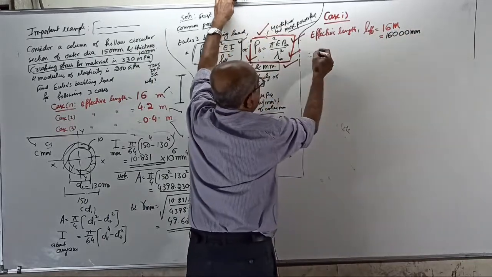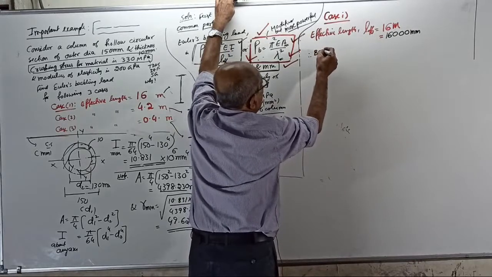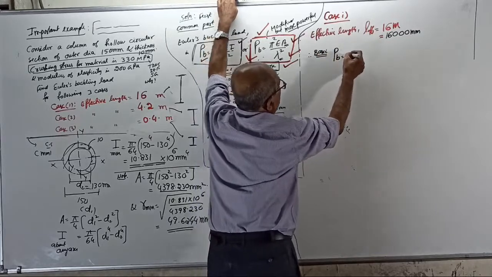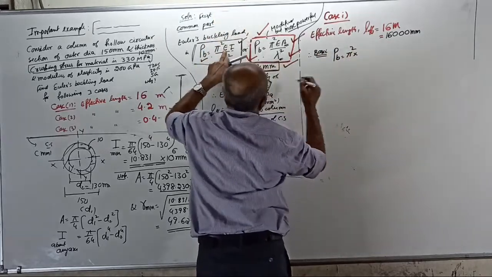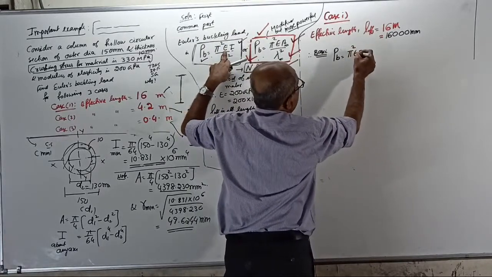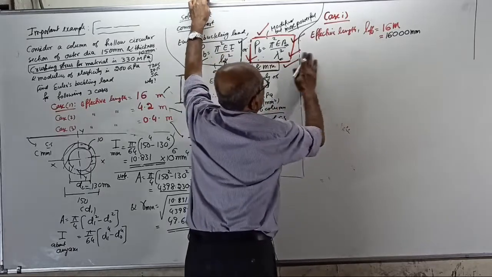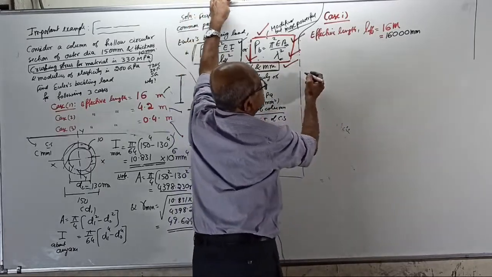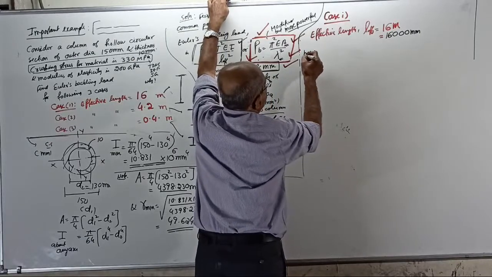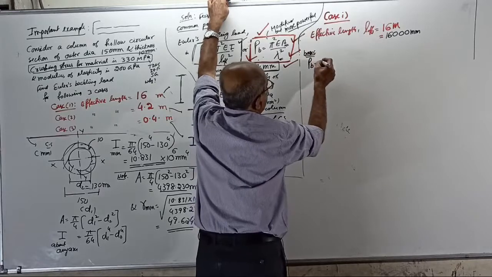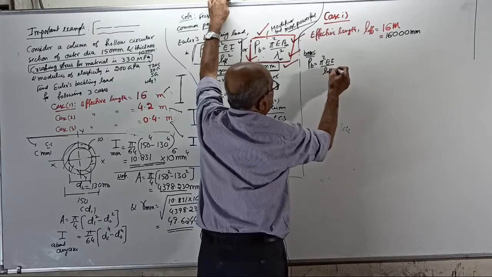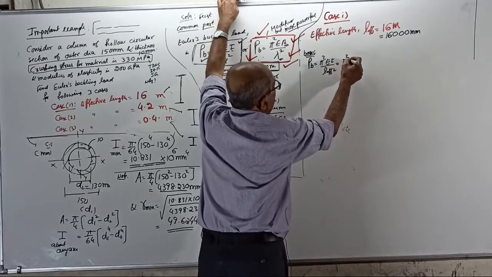Therefore, if we use the basic formula, buckling load PB equals pi square E I. If the length is 16 meter and I use the basic formula, then buckling load PB equals pi square E I by L effective square, equal to pi square into E.